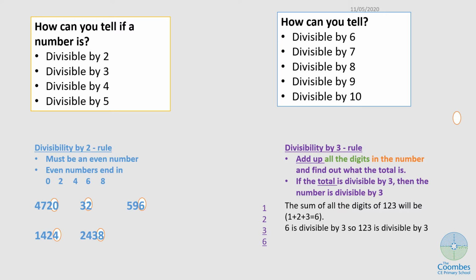Now, what do I mean? Let's look at this number, 123. I can find the total of the digits. So 1 plus 2 plus 3. If I add these up, I'll get 6. Now, is 6 divisible by 3? Yes. So 123 is divisible by 3.